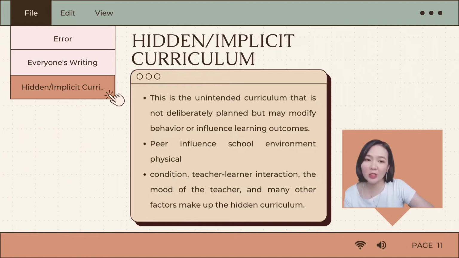It is unintended curriculum that is not planned but may modify behavior and influence learning outcomes that transpire in school. It is not deliberately planned but may modify behavior and influence learning outcomes. The hidden curriculum concept is based on the recognition that students observe lessons in school that may or may not be part of the formal course of study. For example, how they should interact with peers, teachers, and other adults, how they should perceive different races, groups, or classes of people, or what ideas and behaviors are considered acceptable or unacceptable.